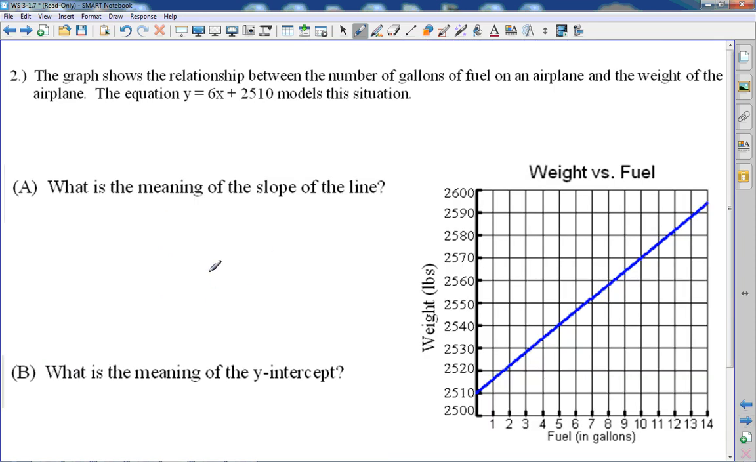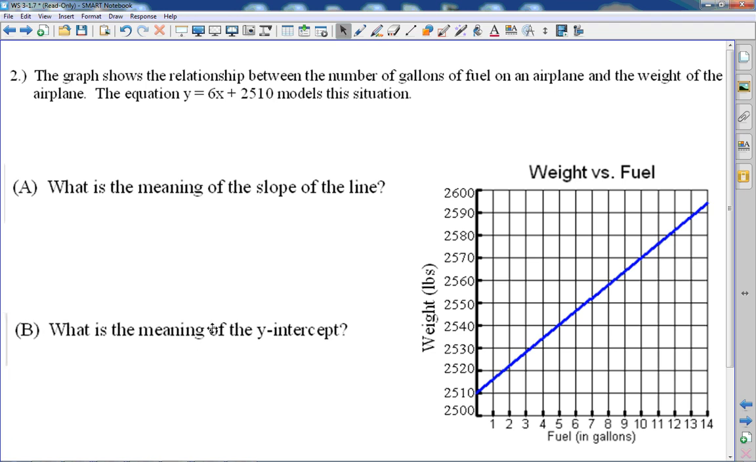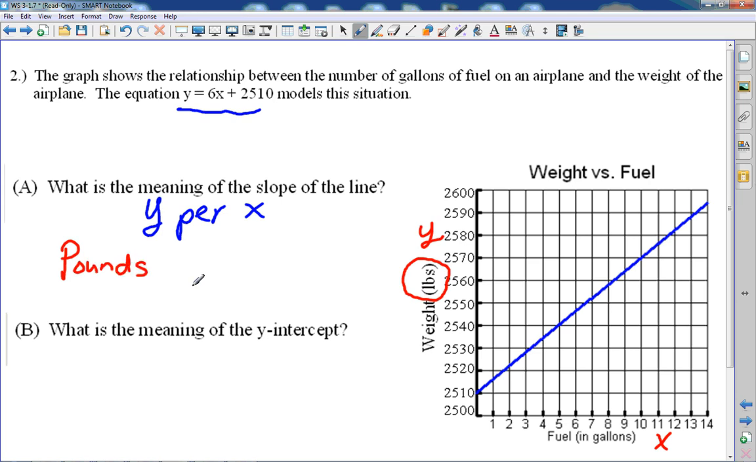The next one. Okay, so it's given us the equation. And it says, what is the meaning of the slope? Okay, remember we just said y per x. All right, so here's x, here's y. Now, I told you the best thing to use is what's in the parentheses. So I've got pounds per, what is down here? Fuel in gallons. So I've got pounds per gallon.